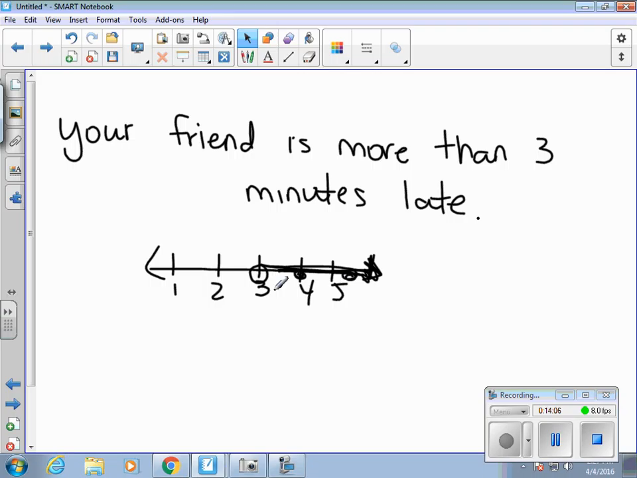So now that I know these numbers over here are shaded, what would be my inequality? x is what to 3? Greater than. Okay. All right, let's look at this one.